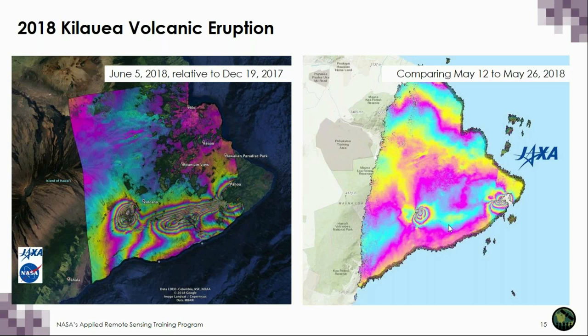There may be some additional motion inside of that inner contour that is too large to be measured by this interferogram, because that's the part where the caldera itself was collapsing. And then over here on the right side, in the area of Leilani Estates, where the lava flows came to the surface, we can also count the fringes.